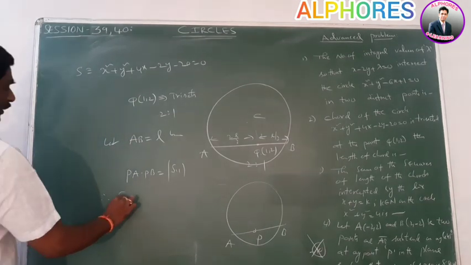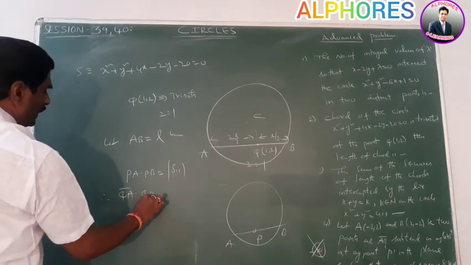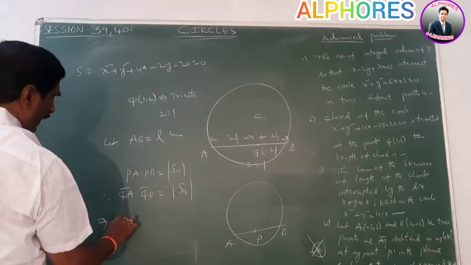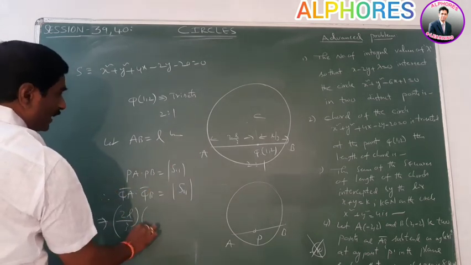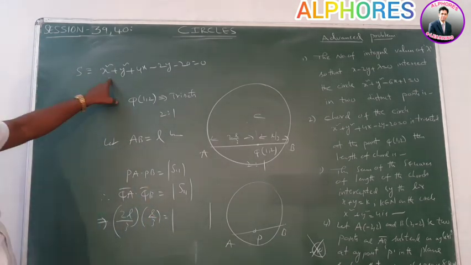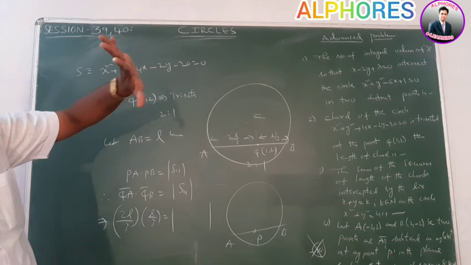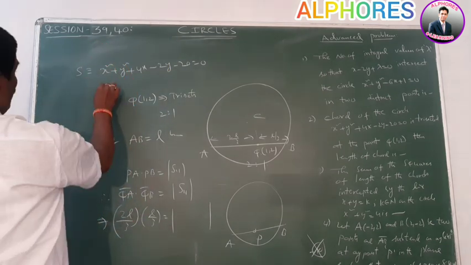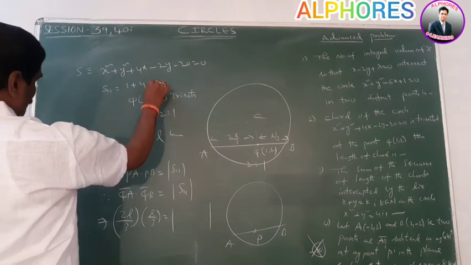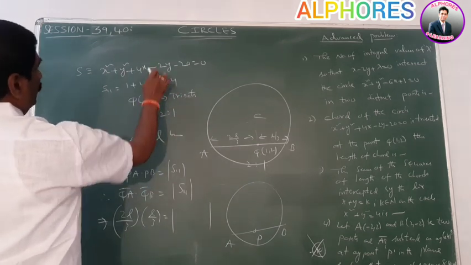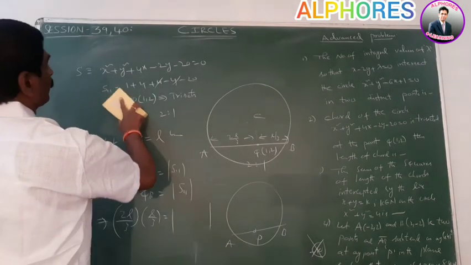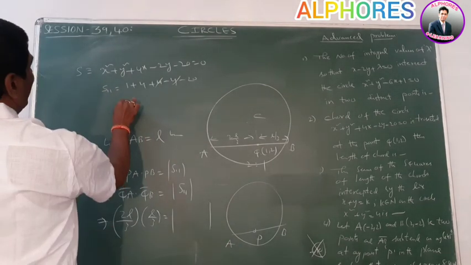Therefore, QA into QB is equal to mod S11. QA is nothing but 2L by 3, into QB, which is L by 3, is equal to mod S11, that means x1 square plus y1 square plus 4x1 minus 2y1 minus 20. Here S11 is equal to 1 square plus 1 plus 4 plus 4 minus 2 into 2 minus 20. 4 cancels, so this value is equal to minus 15.